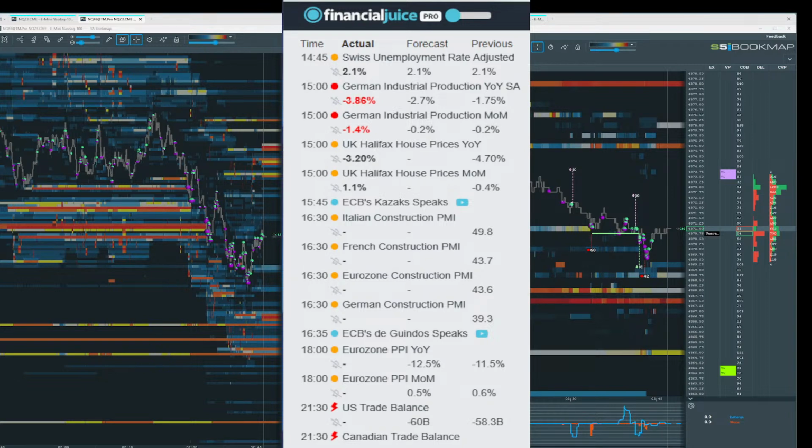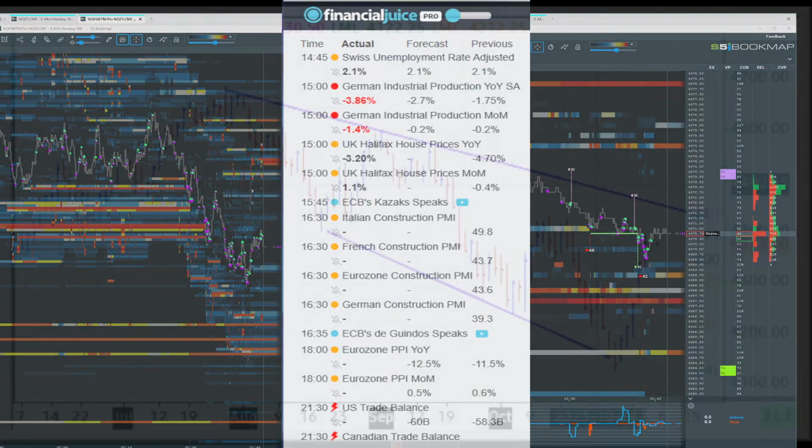So I'm not expecting a huge amount of news-based volatility. Later on in the US session, at 8:30 a.m. Eastern, you've got the trade balance, and that may be a little bit more volatile. Anyway, let's keep going.